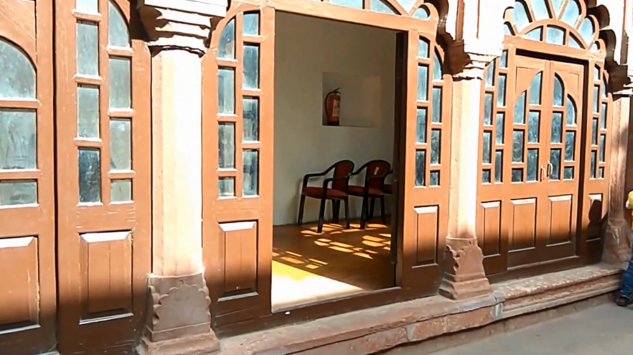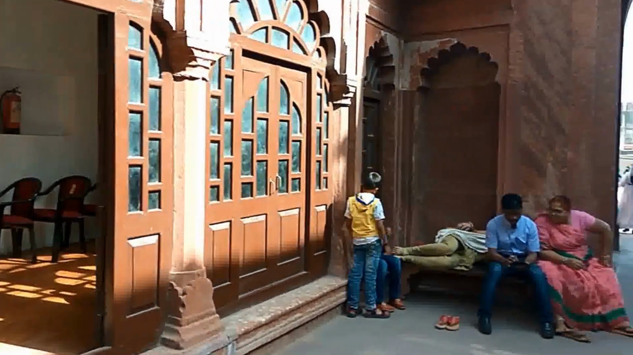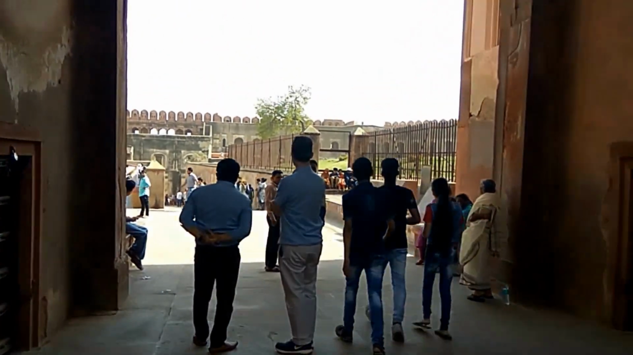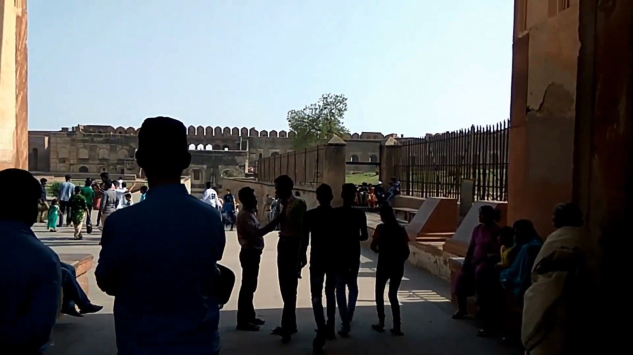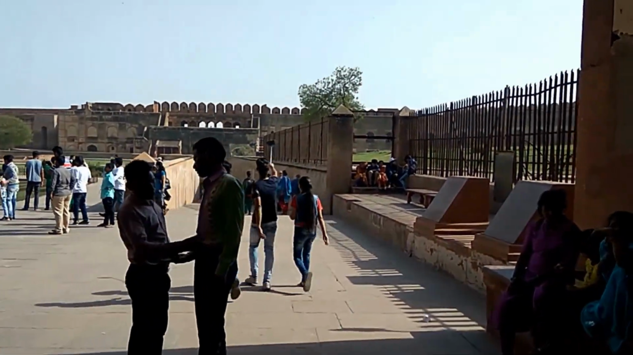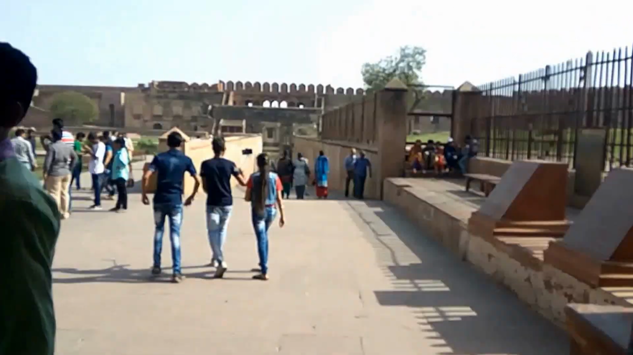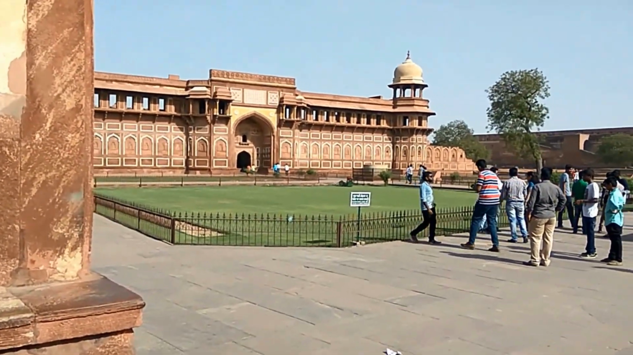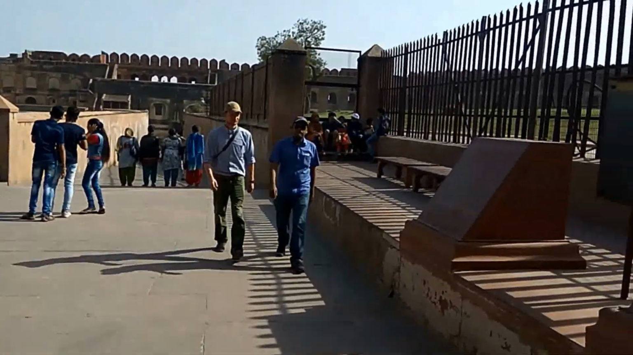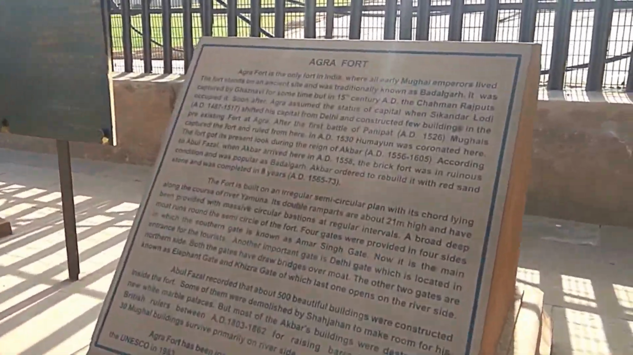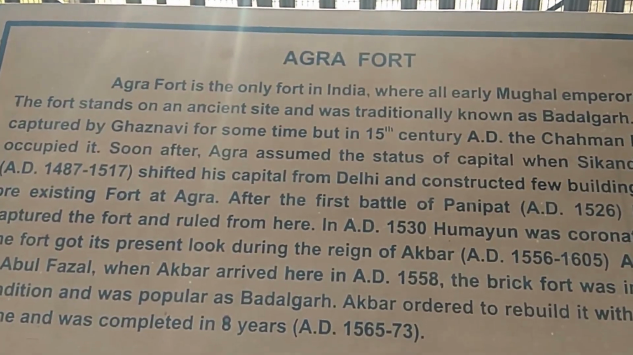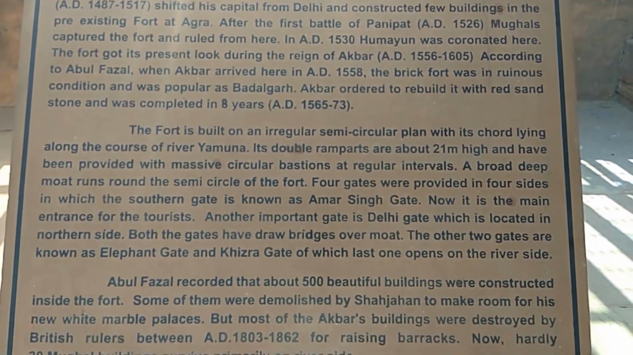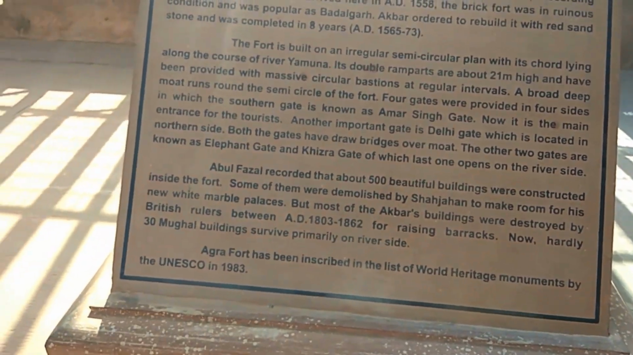So that is all from this place. Here we can see some sort of a window with some place inside. So that's all, guys. Now we are going outside the fort. It was really a long, exhaustive tour. So this is something about the Agra Fort, some brief history and about it in general.